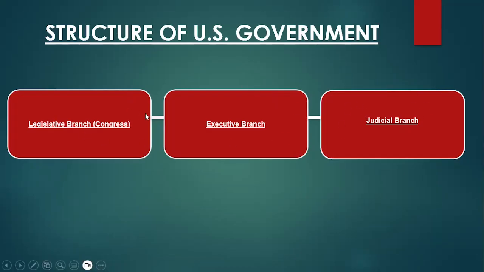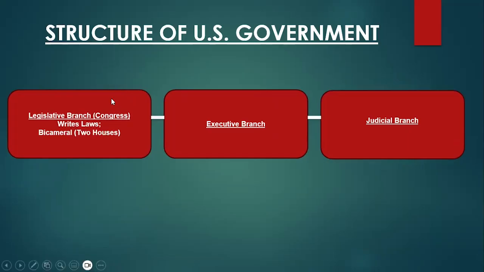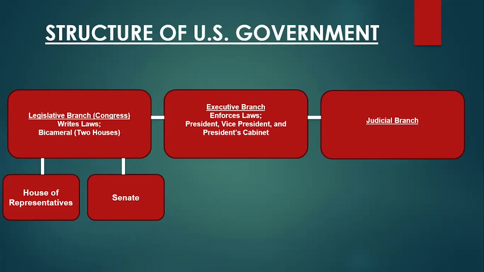The legislative branch, also known as Congress, writes laws. We have a bicameral legislature created by the U.S. Constitution, meaning there's two houses of our Congress, being the House of Representatives and the Senate. Okay. Then we have the executive branch. This is the branch that enforces the laws. This is the branch most people are familiar with. These are kind of the face of U.S. politics of the 21st century. So that was not always the case. This is the president, vice president, and the president's cabinet.